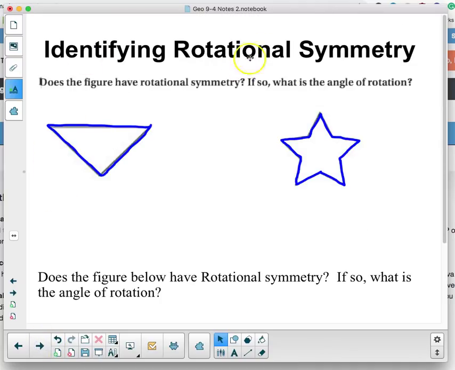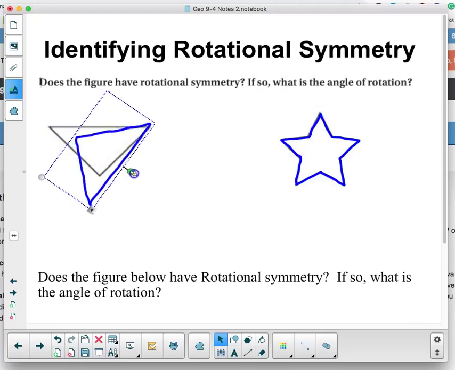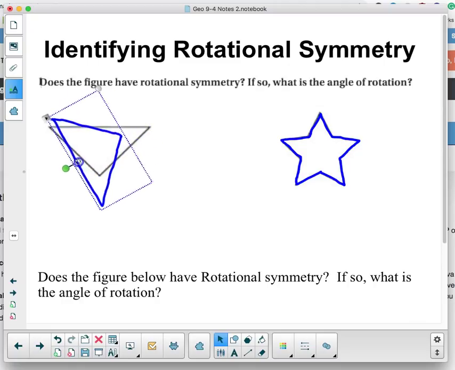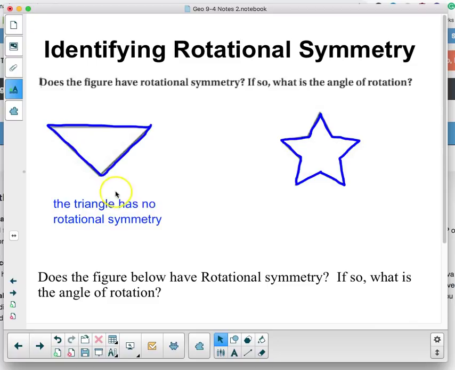Now, identifying rotational symmetry. Does the figure have rotational symmetry? If so, what is the angle of rotation? Here's the deal. Rotational symmetry happens when I have my rotation come back on itself when it's 180 degrees or less. This went all the way around. So the triangle has no rotational symmetry. It could have line symmetry, but in this case, it doesn't have rotational symmetry.